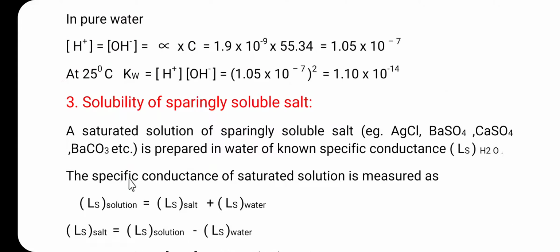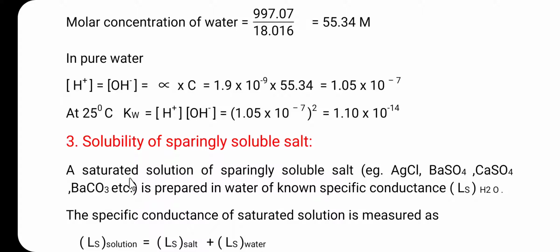So friends, these are the main three applications of the conductance measurement. The first one is the determination of the degree of dissociation of the weak electrolyte. The second one is the ionic product of the water, and the third one is the solubility of the sparingly soluble salt.